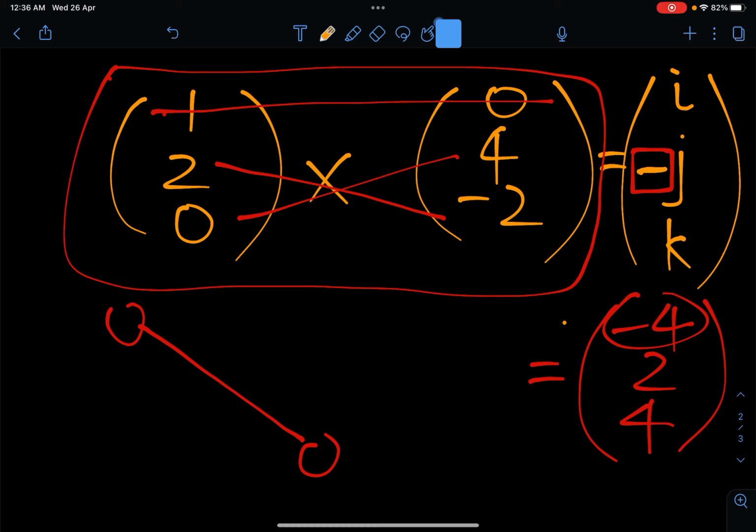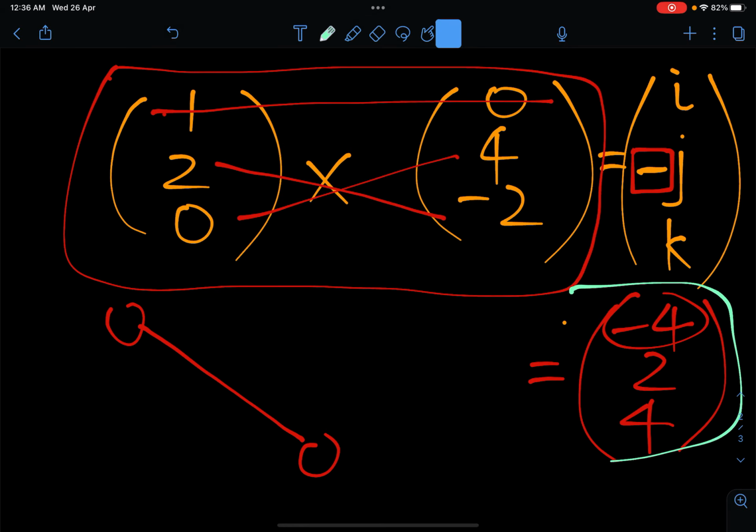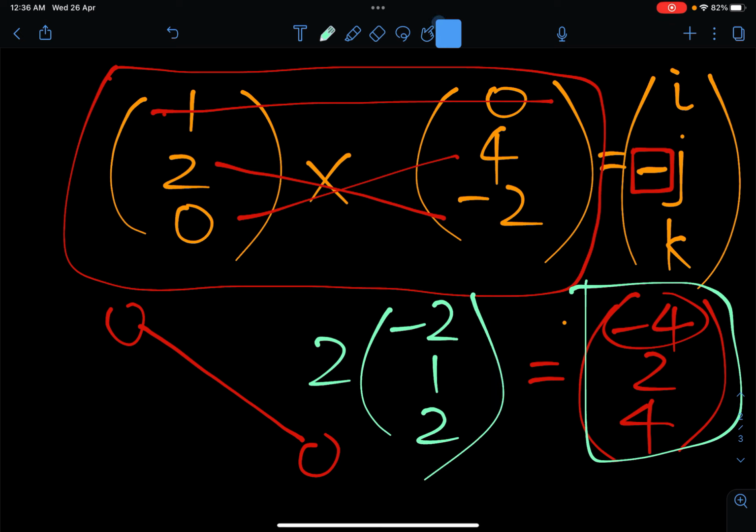And this answer here is not in the lowest term. So even for vectors, you can put it to the lowest term, because you are only concerned with the direction. So your direction vector is 2, minus 2, 1, 2.